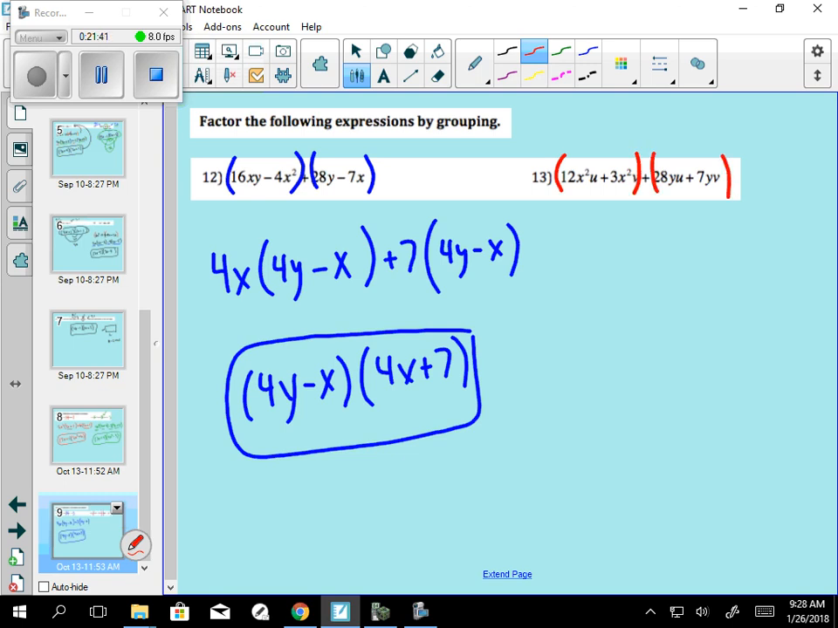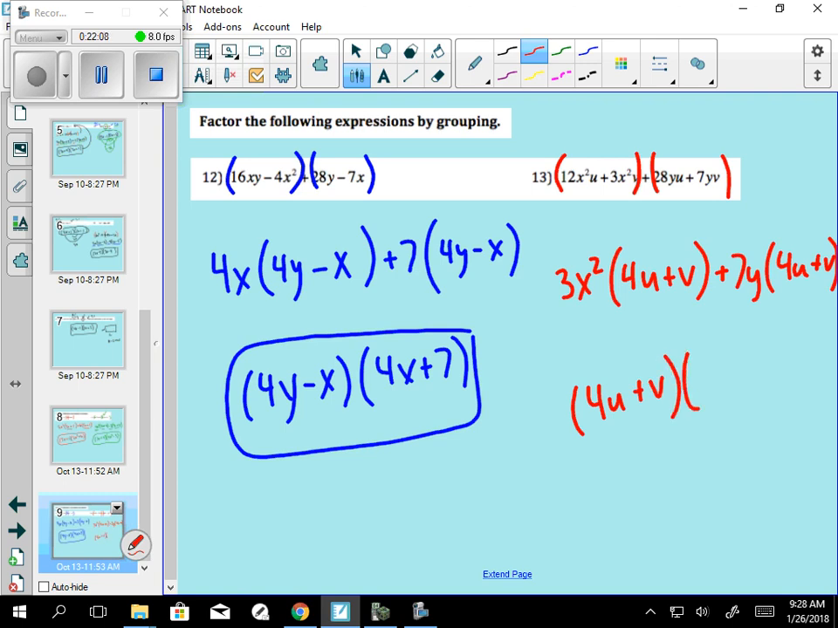If you pull out in this first one, looks like you can take out a 3 and an x squared. Dividing that, then the first one, there'd be a 4u left. In the second one, there would be a v left. In the second one, looks like we can factor out greatest common factor of a 7y. And what's left is 4u plus v. So now, taking out that greatest common factor, this would be the factored form.